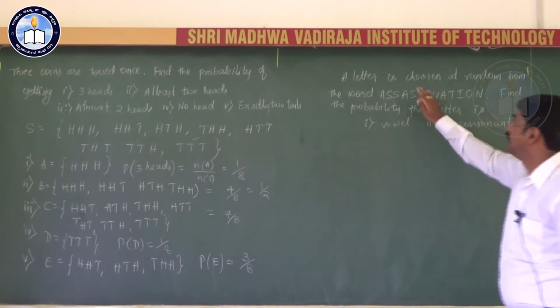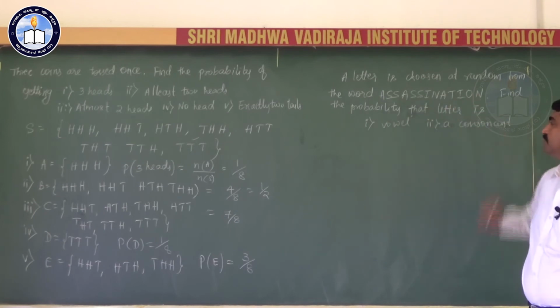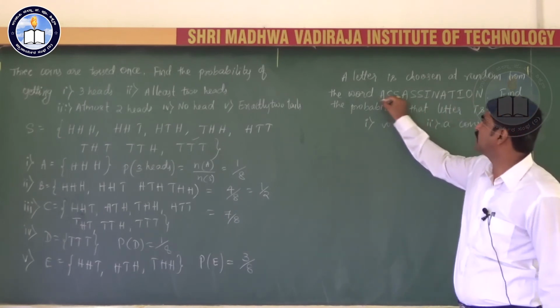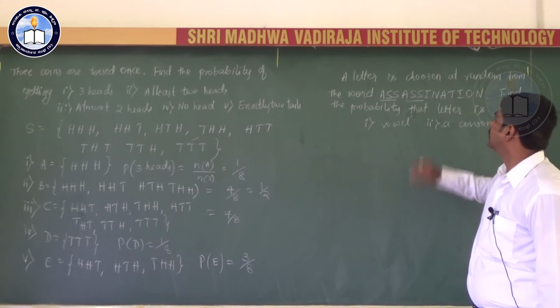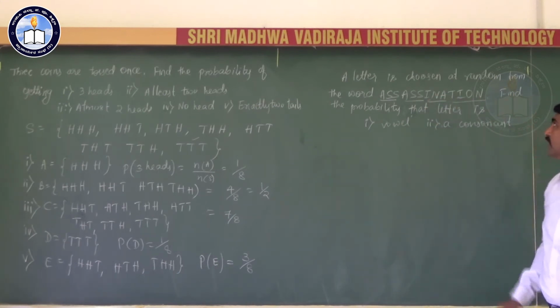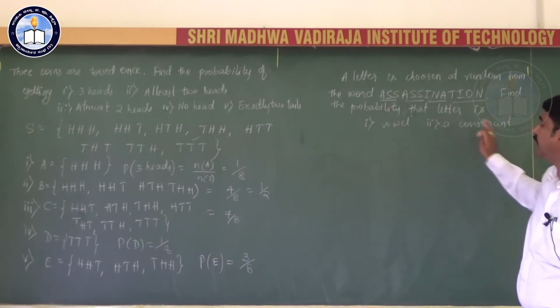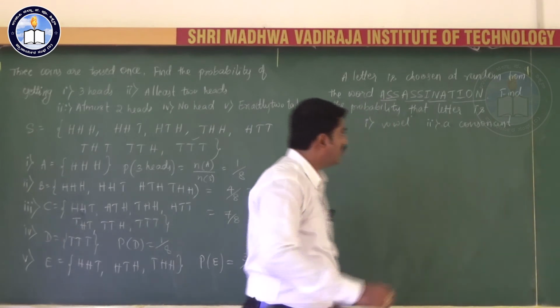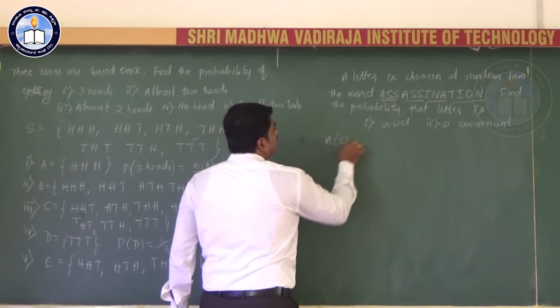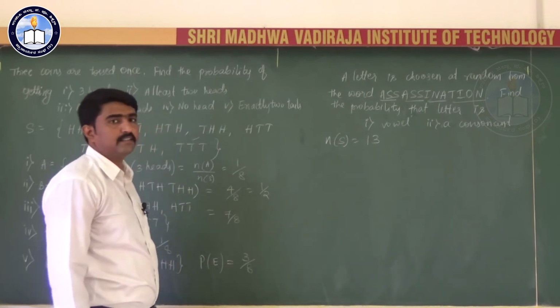Next question. A letter is chosen at random from the word assassination. How many letters are there? 3, 6, 9 plus 4, 13 letters are there. Find the probability that the letter is a vowel and a consonant. How many sample points are there? There are 13 letters, therefore n of S is 13.